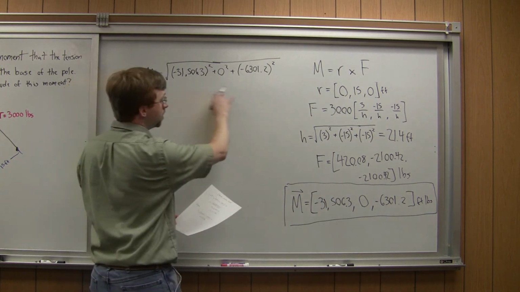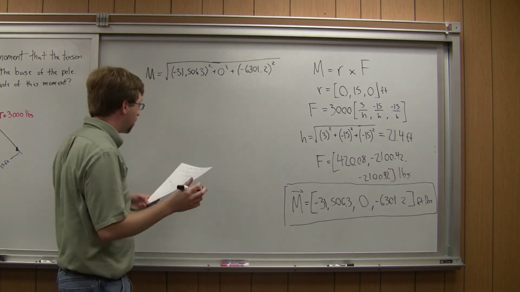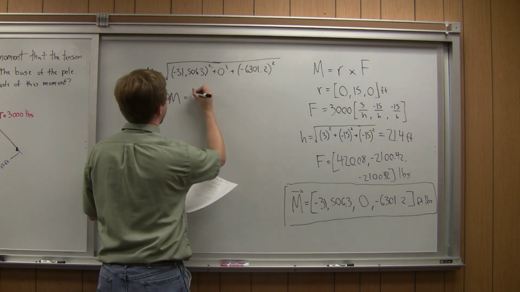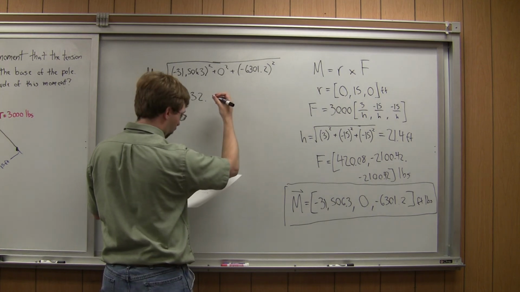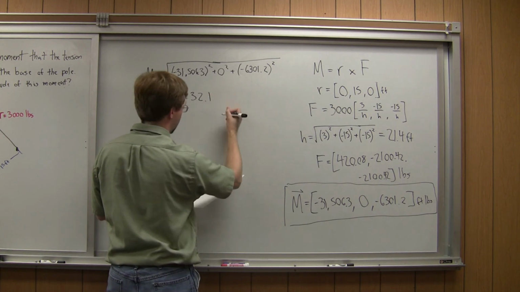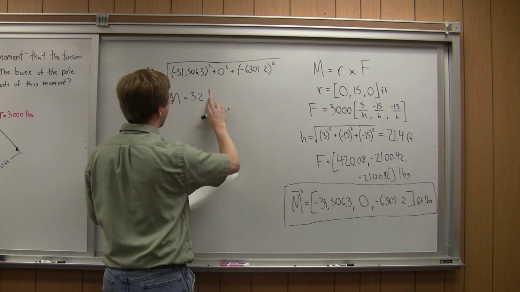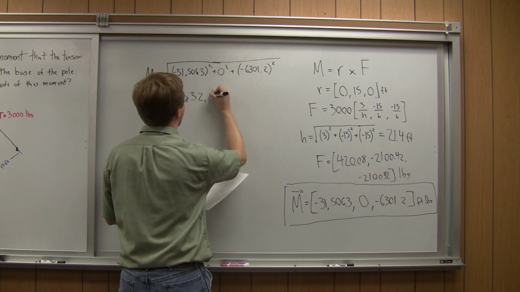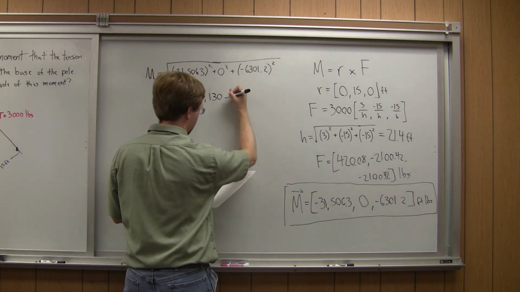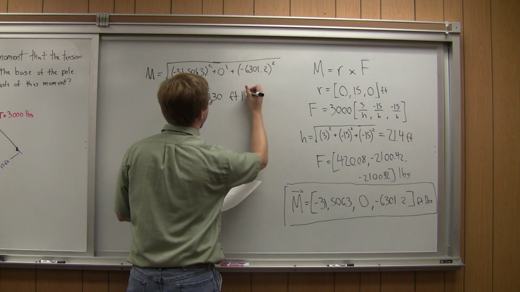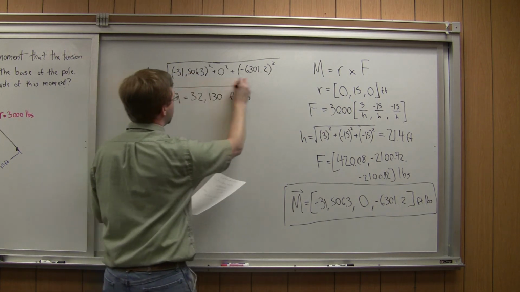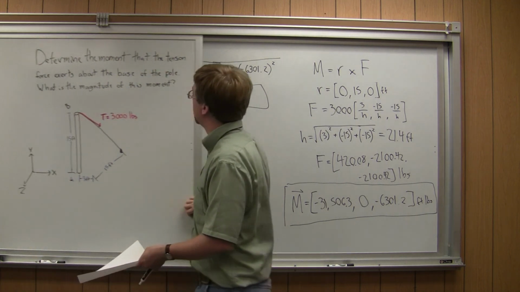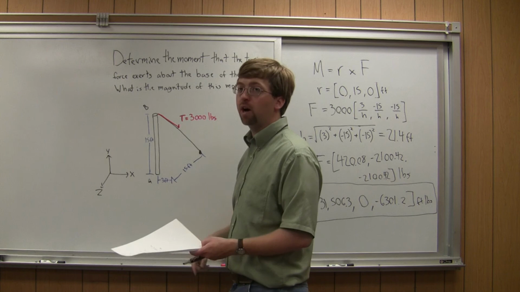So if I go ahead and do this whole calculation, I can solve for it, and I get M is going to be equal to 32,130 foot-pounds. So that is the overall magnitude of the moment that the tension force of 3,000 pounds exerts about point A.